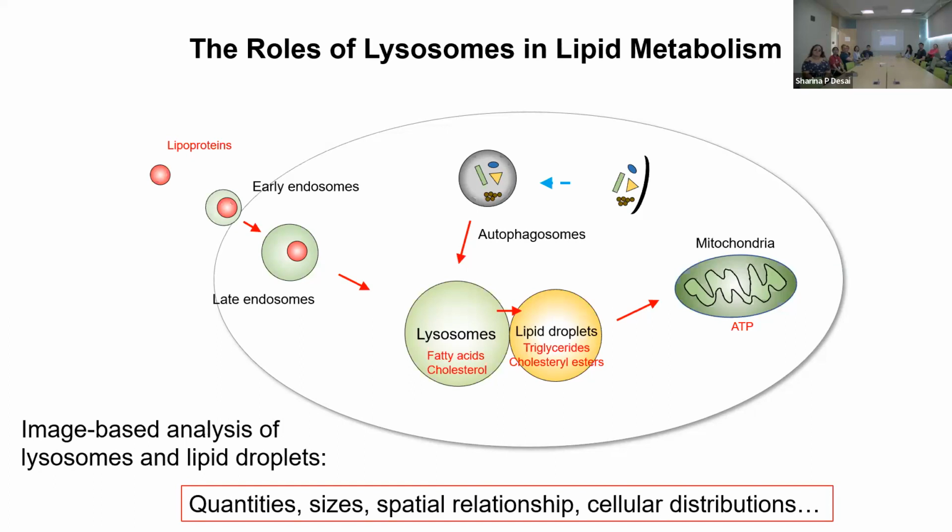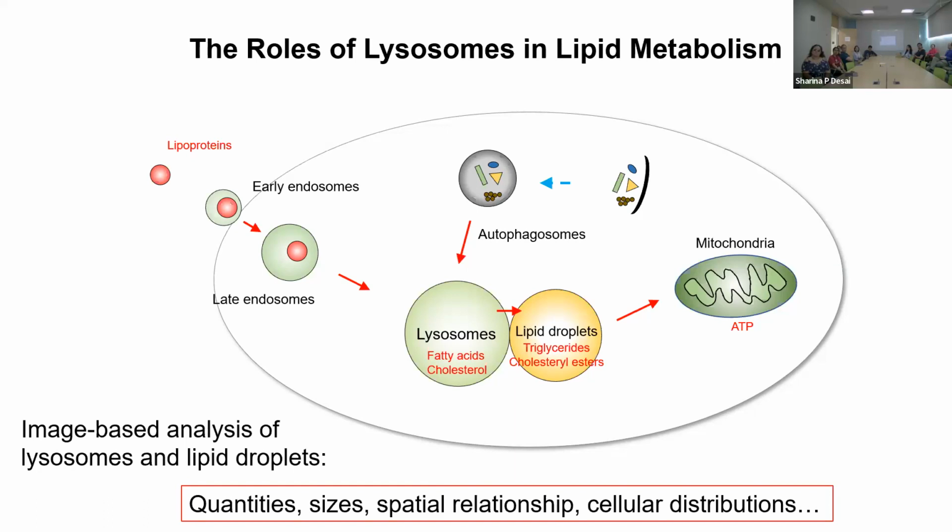So in our lab, our research heavily relies on image-based analysis. Our primary goal in analyzing the organelles includes quantifying the quantity of the organelle, that means numbers, sizes, and their spatial relationship. That means whether they stay together or separated from each other, and their cellular distribution, like how they distribute in the cells, in the periphery, or in the cell center, or some particular area.